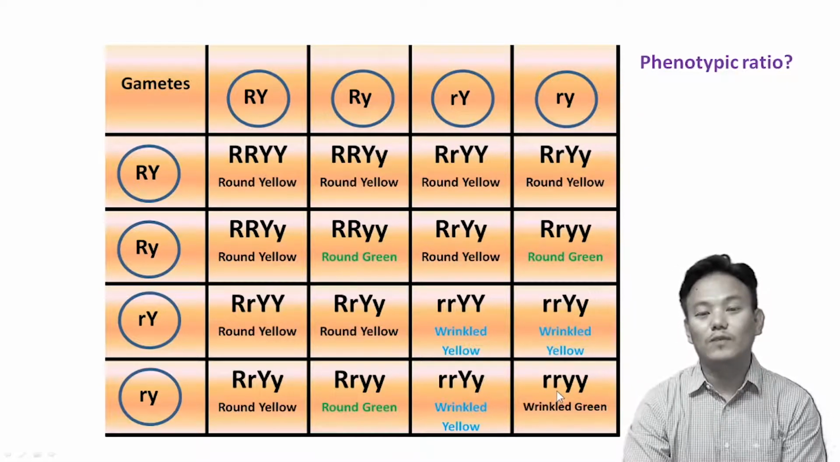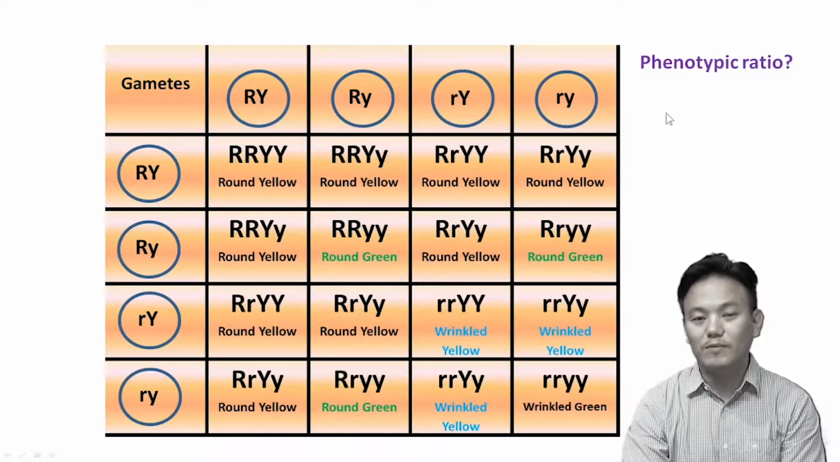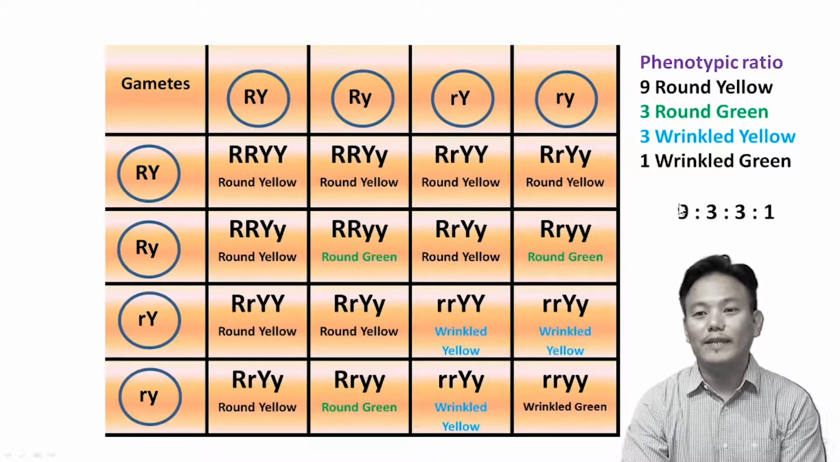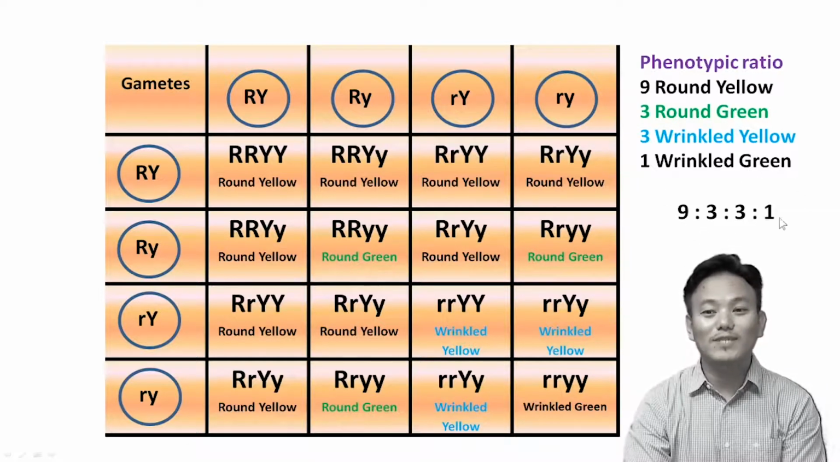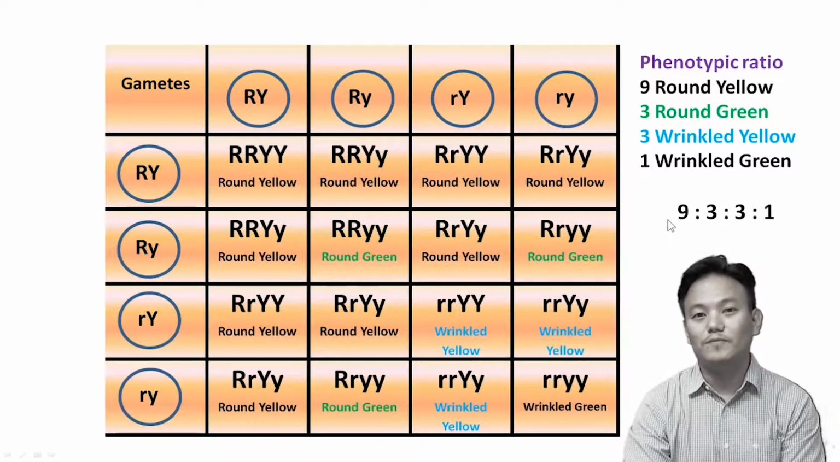So what will be the phenotypic ratio? That will be 9:3:3:1. I have written over here 9 round and yellow, 3 round and green, 3 wrinkled yellow, and 1 wrinkled green. So that is 9:3:3:1. So this is the Mendelian dihybrid ratio or dihybrid phenotypic ratio.